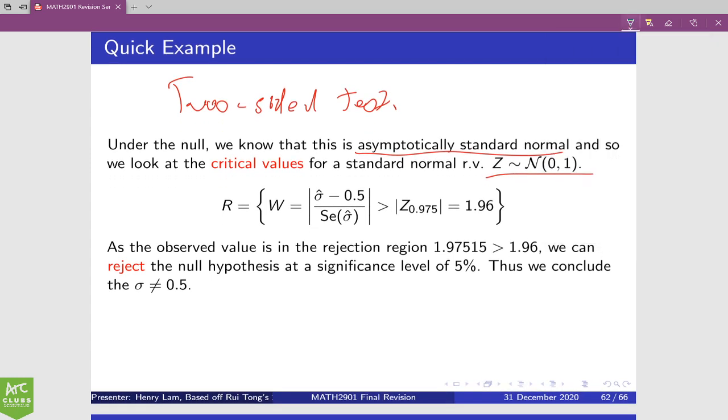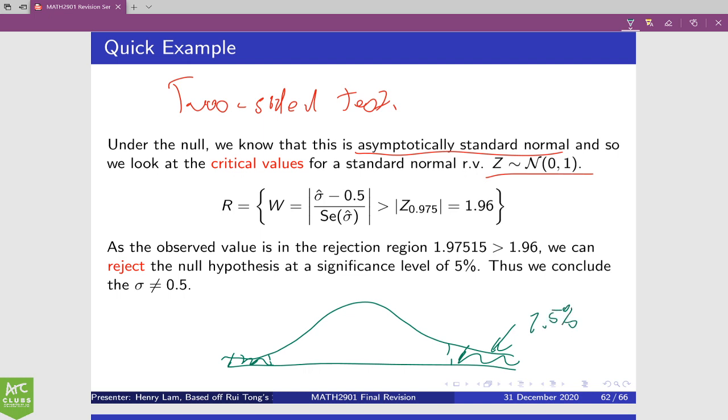If you were to draw out the distribution, here, 2.5%, 2.5%. Since it's symmetric, these two values, Z 0.975, are negatives of each other, just minus of each other. That's why we just consider the absolute value of this big one.